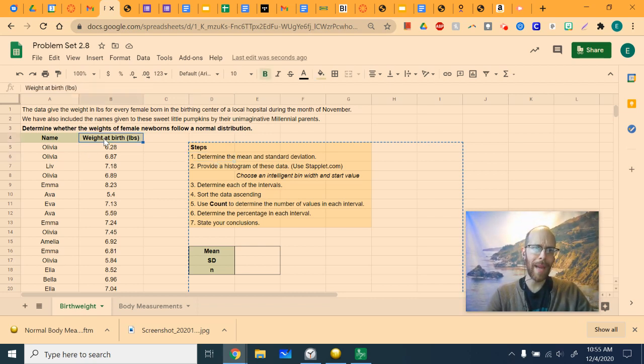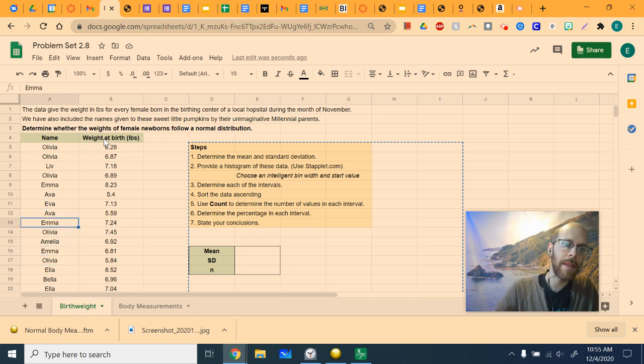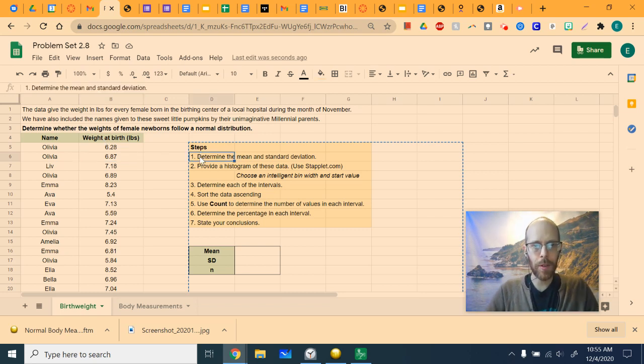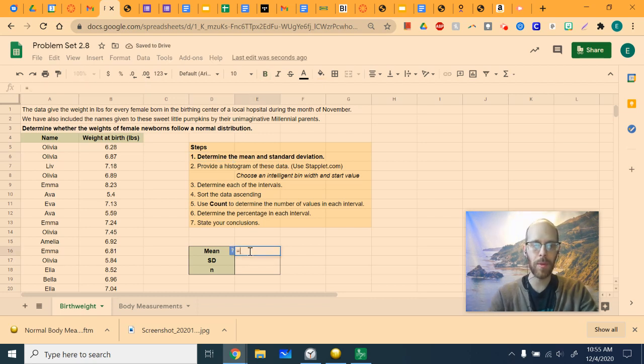These are the weights at birth of babies that were born in the month of November at a local hospital. And these right here are the not so clever names given to them by their millennial parents. Here we go. We got 7 steps. First step is to determine the mean and the standard deviation. This is the same thing that we were doing in Unit 1.